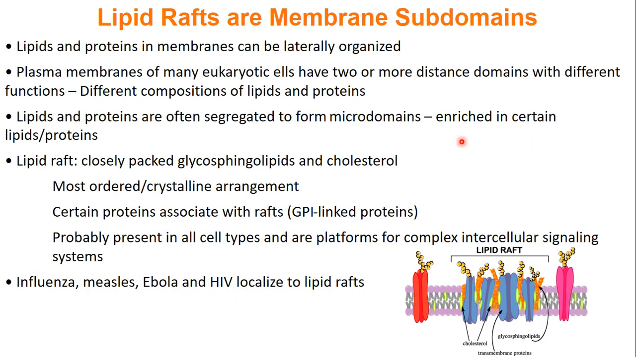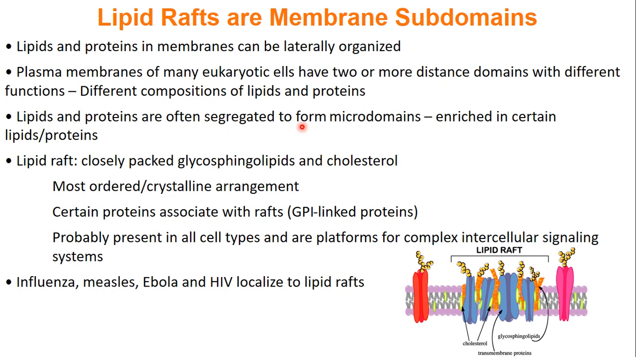Now, when we talk about the organization of the membrane, we have to realize that some parts of the membranes are organized. In the last video, I talked about the fluid mosaic model, which is random organization, and that's not quite the whole picture. There are some layers of organization. In fact, the plasma membrane of eukaryotic cells has two or more distinct domains with different functions. Basically, the plasma membrane has different lipids and proteins for these different domains.